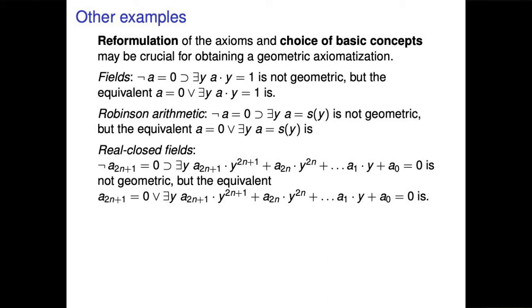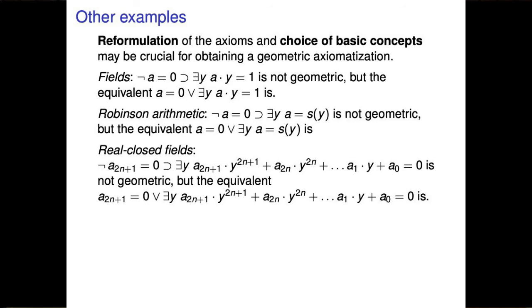Or the axiom of real closed fields, a polynomial of odd degree has a root. Well, to say that it has an odd degree, we can say that the coefficient of the highest term is, if it is non-zero, then there is a root, but we can also say that it is either zero or there is a root, and this is geometric, coherent, actually.